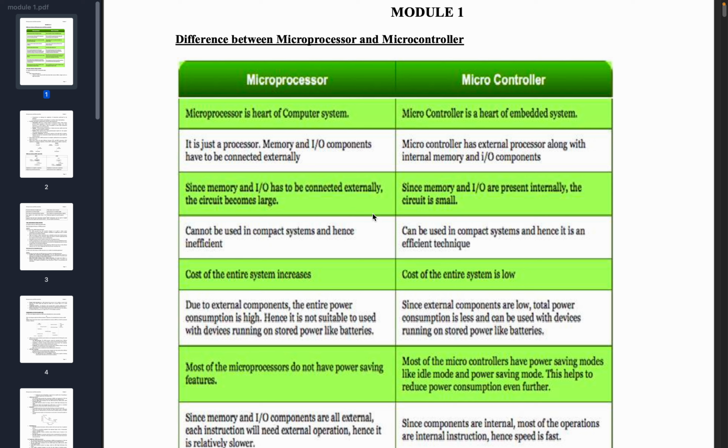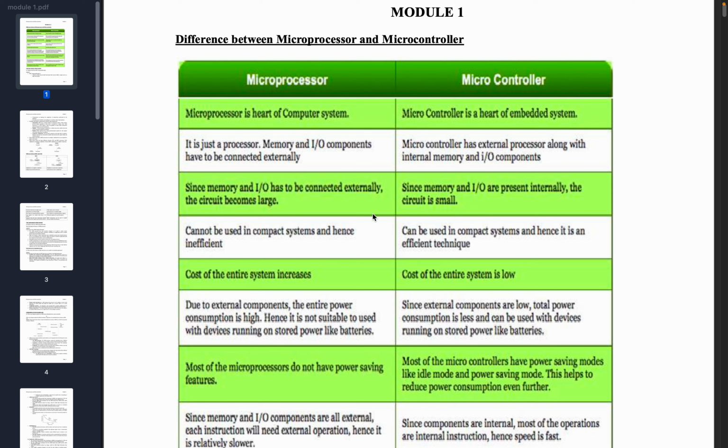The fourth point: a microprocessor cannot be used for a compact system and hence is inefficient, whereas a microcontroller can be used for a compact system, hence it is an efficient technique. The fifth point: the cost of the entire system increases with microprocessors, while the cost of the system is low with microcontrollers.